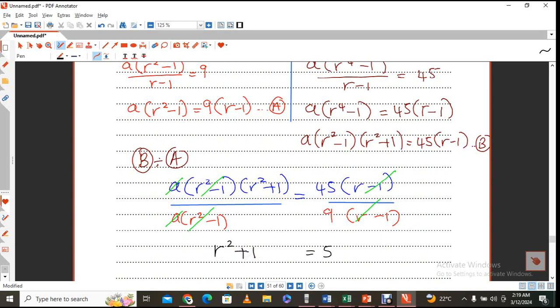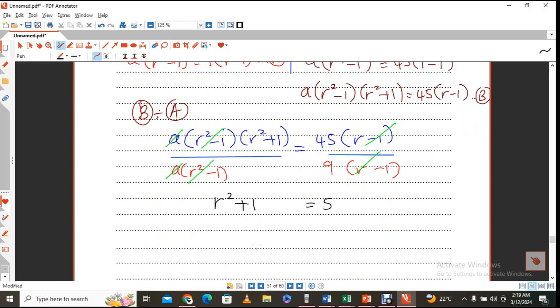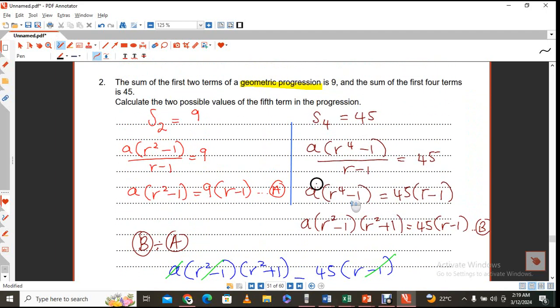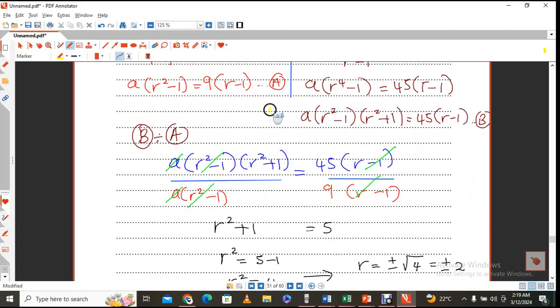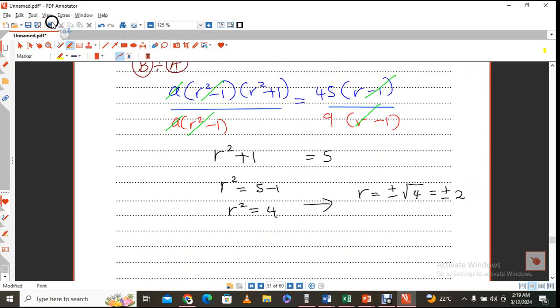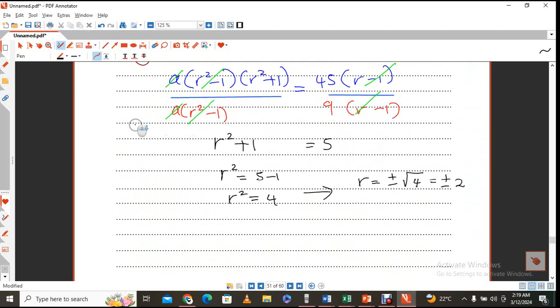So I can actually therefore calculate my value of r. So r squared equals 5 take away 1. So that's r squared equals 4. And that will be r equals positive or negative the square root of 4, which is positive or negative 2. So I've got two possible values of r, because the question is telling me that there are two possible values of the first term. So I must have two r values as well as two a values, which is the first term.